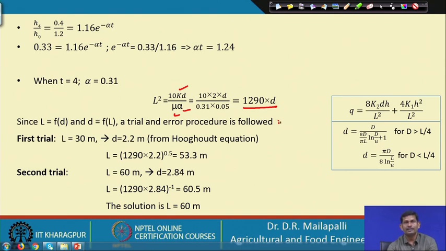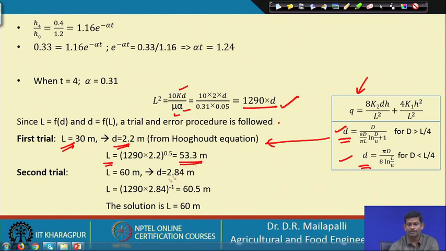So, the Glover-Dumm equation can be applied to tile drainage by considering the equivalent depth concept. So, here, from the equivalent depth concept of the Hooghoudt equation, the small d is a function of capital D. Okay. So, what we do, we initially take L equal to 30 meter as the initial guess, and from this equation, knowing the capital D, find out L by 4, see which equation it falls under, and then find out small d. Okay. Now, substitute it in this equation and find out capital L.